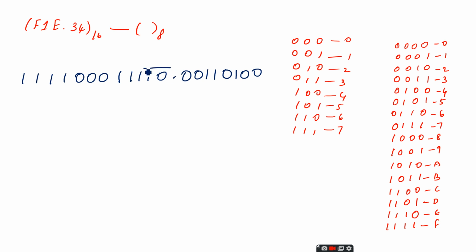So this is the first group of 3 bits. Before the point, we have to group from the back. Now this is the second group of 3 bits. This is the third group of 3 bits, and this is the fourth group of 3 bits. After the point, we have to group from the beginning. 001. Now 101 and 00, that is only 2 bits. We have to add one more 0 to make it as 3 bits. 111, it is 7. 100, that is 4.